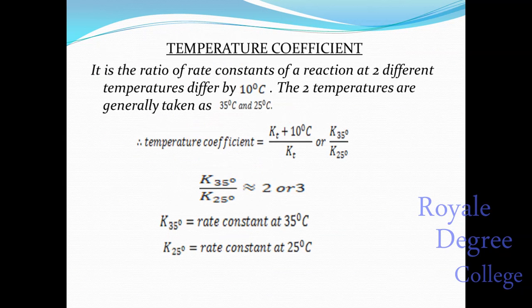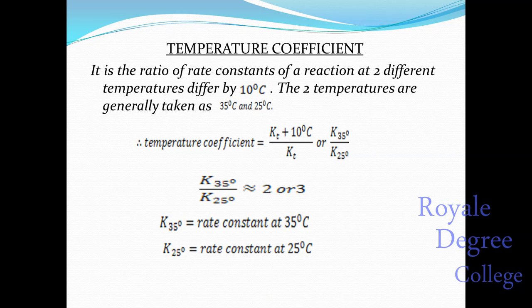Now we'll see what is temperature coefficient. It is the ratio of rate constants of a reaction at two different temperatures differing by 10 degrees centigrade. The two temperatures are generally taken as 35 degrees centigrade and 25 degrees centigrade. Therefore, temperature coefficient equals K(t+10) divided by K(t), or K35 by K25, which is approximately equal to 2 or 3. So what is K35? That is the rate constant at 35 degrees centigrade, and K25 is the rate constant at 25 degrees centigrade.